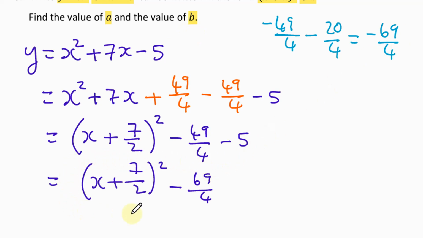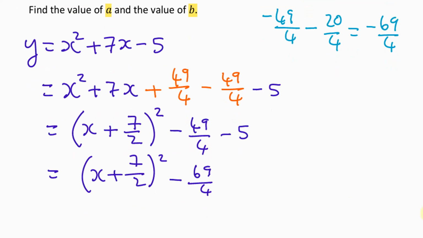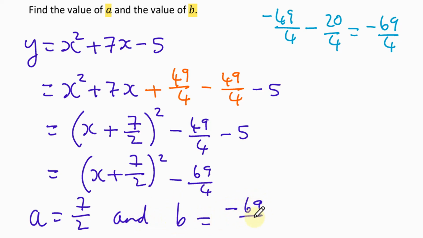So we can compare our answer here to what we have in the question. We have x plus a all squared plus b. So that means a is 7 over 2 and b is negative 69 over 4. So a is 7 over 2 and b is negative 69 over 4.